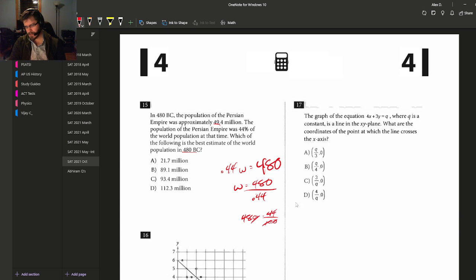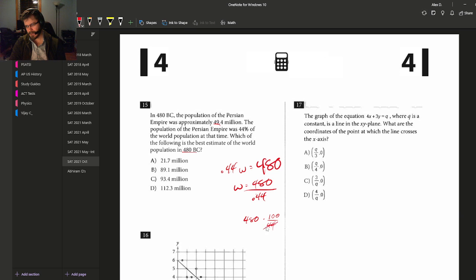So what I'm doing here is I'm just reducing this fraction in my head. Because that's 44 over 100. Oop, I flipped that over. 44 over 100, and just like we used before, you can multiply by its reciprocal: 480 times 100 over 44.